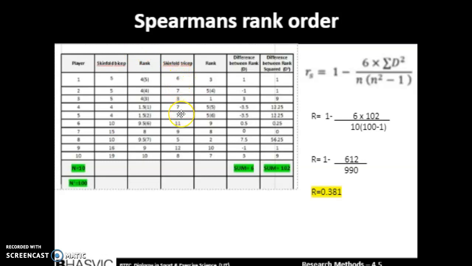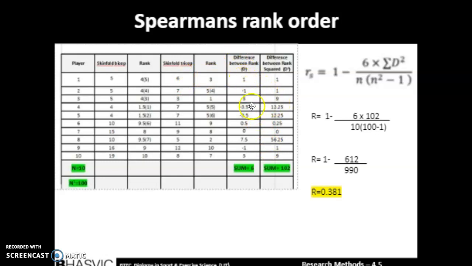And we can see that there were 7s, so we had to write that as 5, and we've got 5, 4, 5, 5, and 5, 6 in brackets. The rest of them were all plain sailing, and there was only one of them. We would then do the difference between the rank.